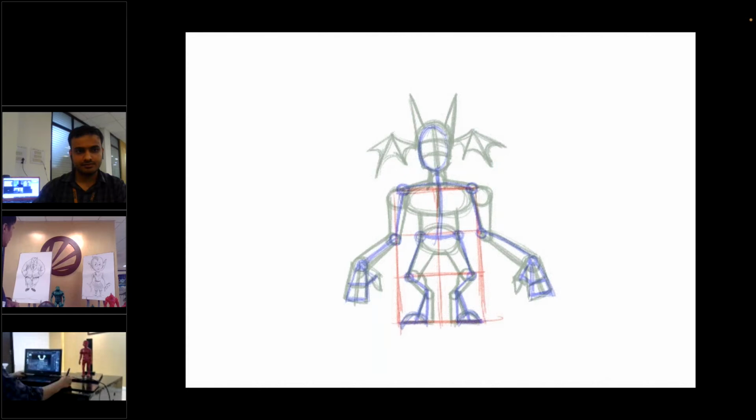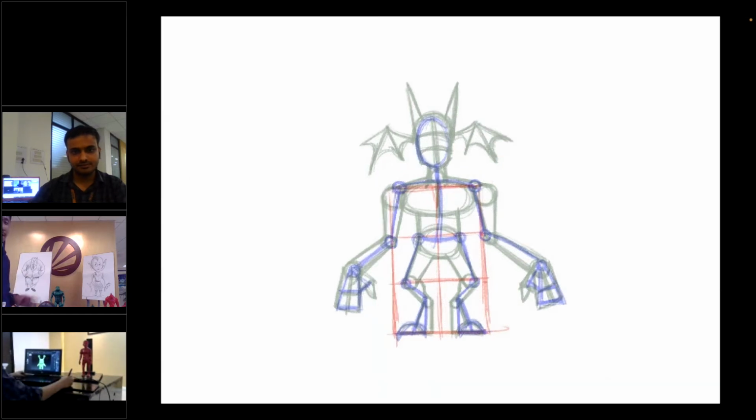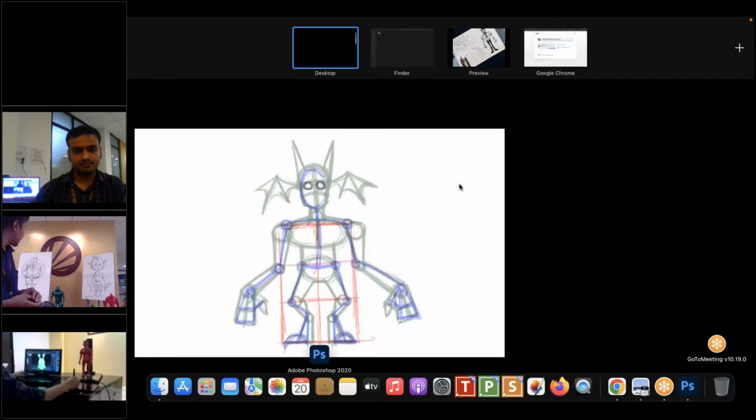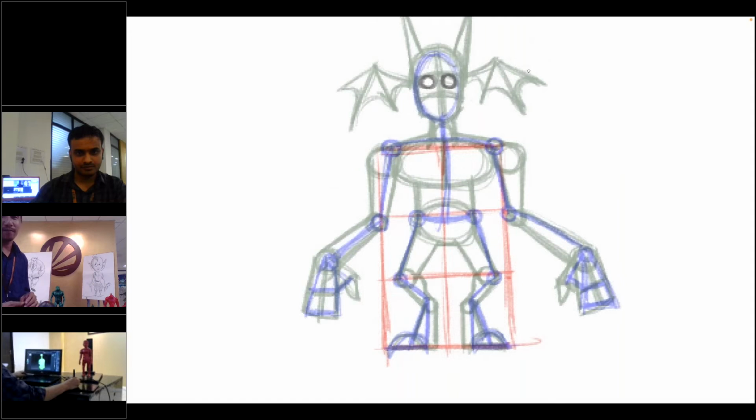Okay, so thank you. I have created a character based on different shapes. Okay, it looks like Kingpin of The Amazing Spider-Man. They also did the same. I mean, they used different shapes. I hope you like it. Thank you.